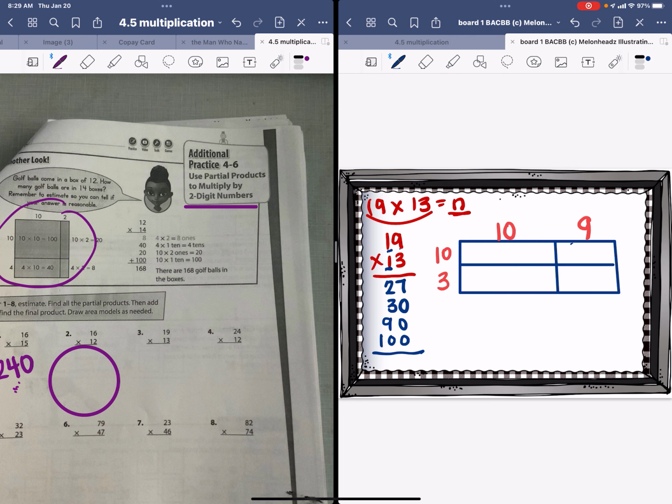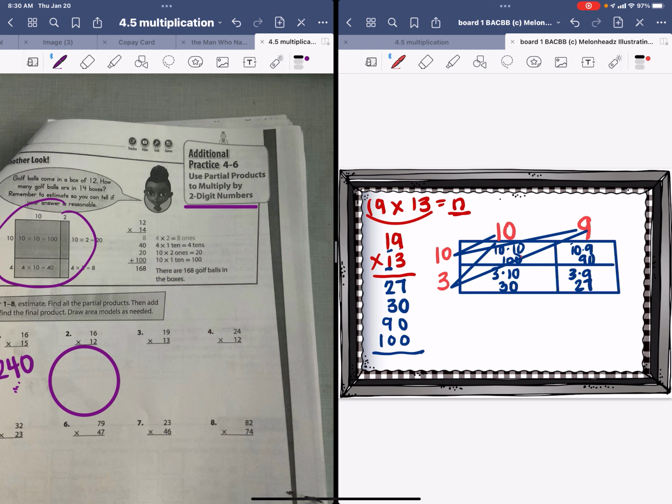Okay. Now I'm going to multiply 10 times 10. 10 times 10 is 100. 10 times 9 is 90. And then 3 times 10, the product is 30. 3 times 9, the product is 27.